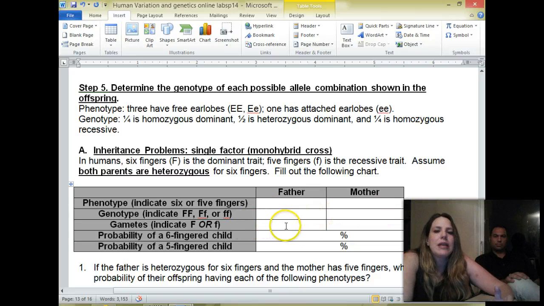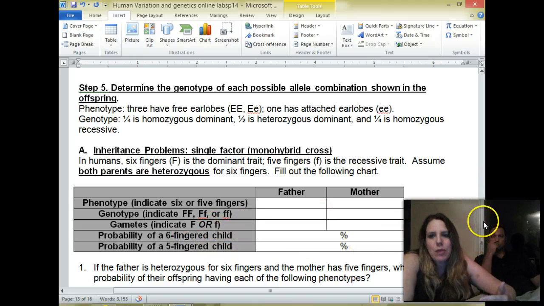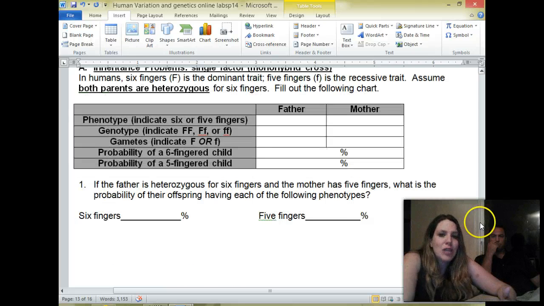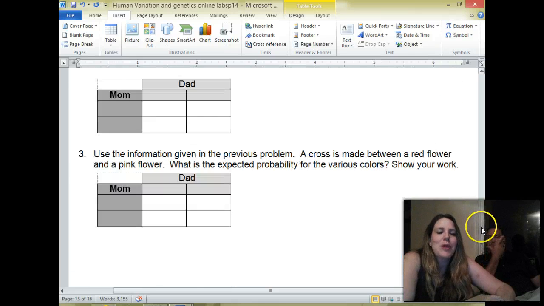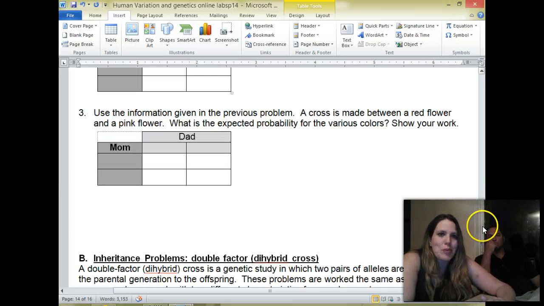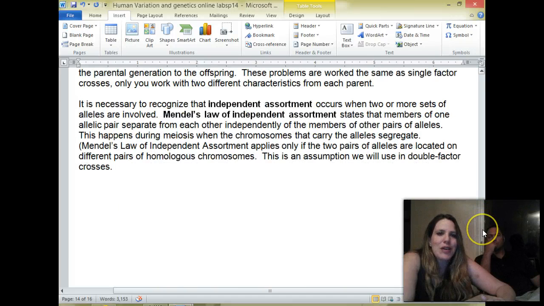Here, it wants the individual gametes. Just like we did before, if dad is big F, little f, what kind of gametes could he make? He'd be big F or little f, and the same thing for mom. Based on that, figure out the probability of having a 6-finger child or a 5-finger child, and put those percents up there. Then basically, the rest of it is all genetics problems, and I've already put in some Punnett squares to help you along, so you can just fill those out.